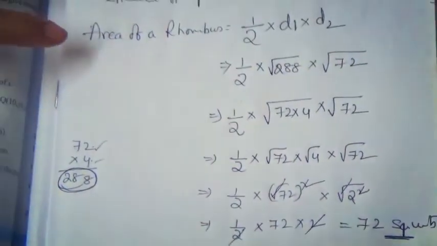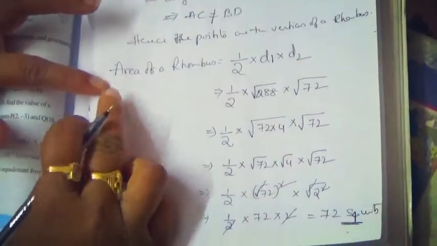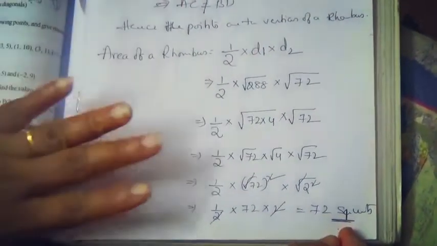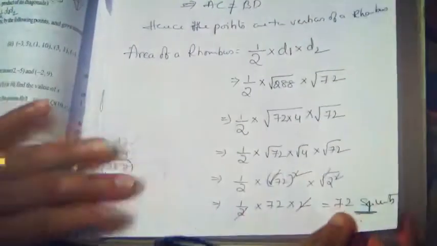That is, when we find out these areas, then we have to write square units. Okay, so it is the answer for the area of a rhombus. Up to here you have to find out.